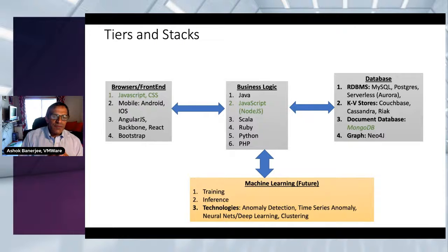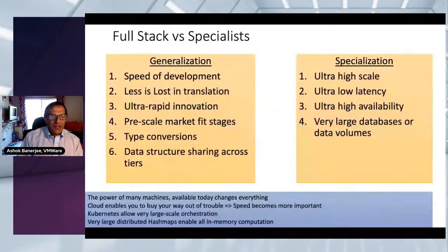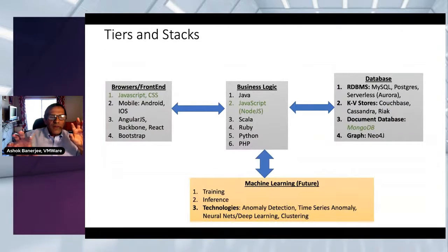Why full stack? There's always a value to specialization, and yet there's also value to generalization. What happens with generalization? We think of speed of development, where very little is lost in translation. If we go back to the previous slide, we would think of, say, the browser, the front end experience changing, needs some back end changes, and it's different people.